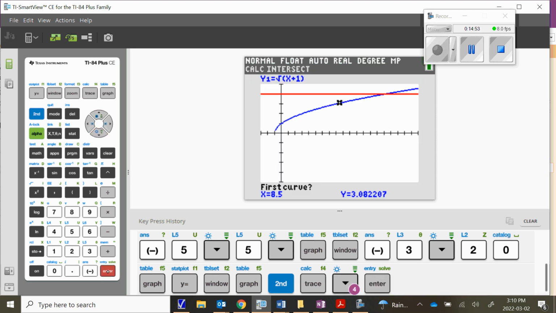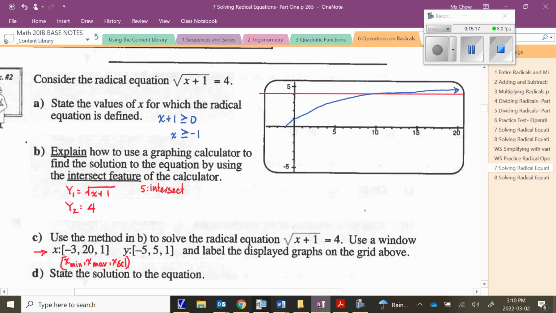And first curve, you can see that it's on blue. So as long as it's somewhere on the blue close to that intersection, I can hit enter. Second curve should be on red, and again, close to the intersection point. So hit enter, take a guess, yes please, and there it is. So when y equals 4, x is 15, and that is our solution then.